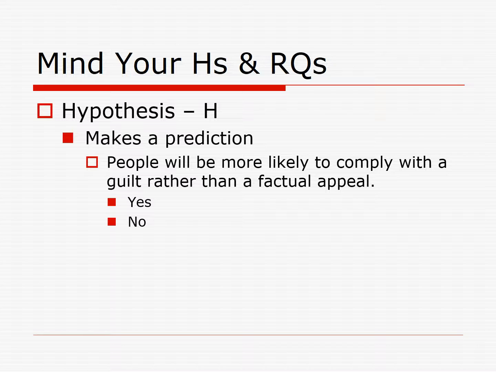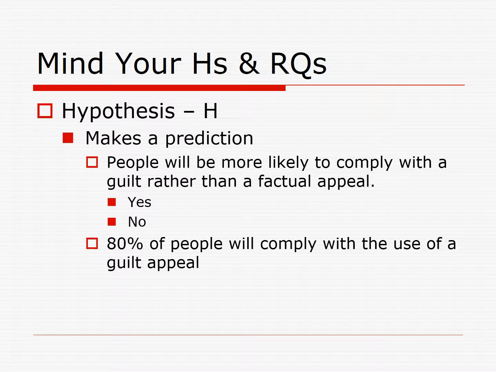Now, sometimes when people hear a hypothesis is making a prediction, they want to do something like, 80% of people comply with the use of a guilt appeal. Okay, that is not an appropriate hypothesis, right? A hypothesis is a statement of what is more or less likely, right? Or what will or will not happen, and then it's a yes or no. But we don't do things like, here's the target. We don't really make hypotheses like that.